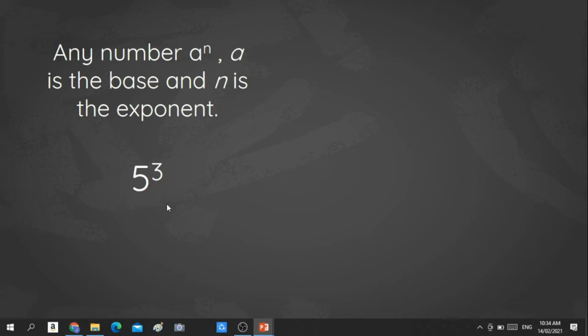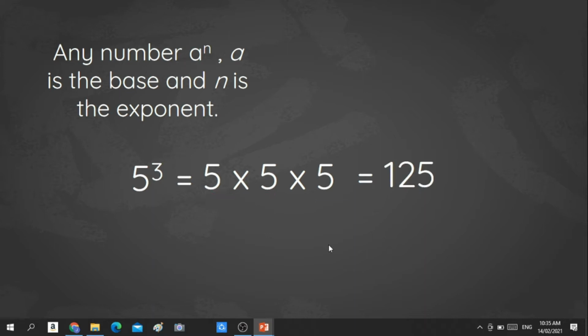Now, as we said earlier, the exponent tells us how many times we multiply the base by itself. Given the base 5 and exponent 3, it means we multiply 5 by itself three times. So, we have 5 times 5 times 5. 5 is the base, which is multiplied by itself. 3 is the exponent, meaning three times. So, 5 times 5 times 5 is equal to 125. So, that is exponent. 5 raised to 3 is equal to 125.